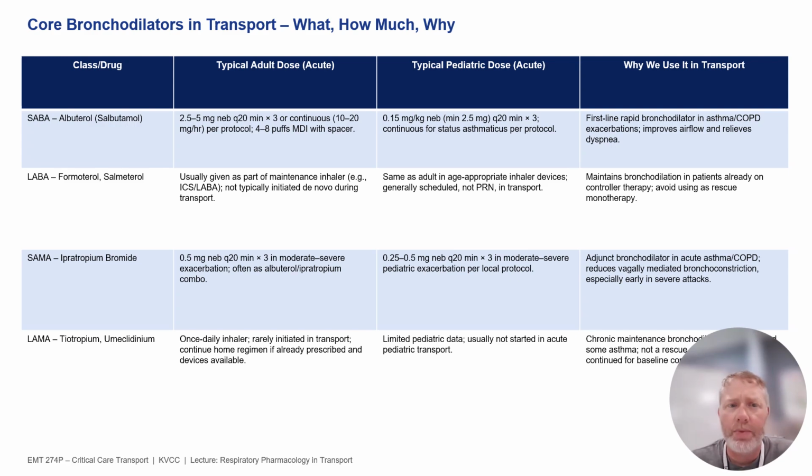Ipratropium or Atrovent is the short-acting anticholinergic, or a SAMA. It's a muscarinic antagonist that is often used in conjunction with albuterol, especially for patients with COPD exacerbations, and that comes in the form of DuoNeb via small volume neb, and that's 2.5 milligrams of albuterol and 0.5 milligrams of Atrovent in a 3 ml solution.